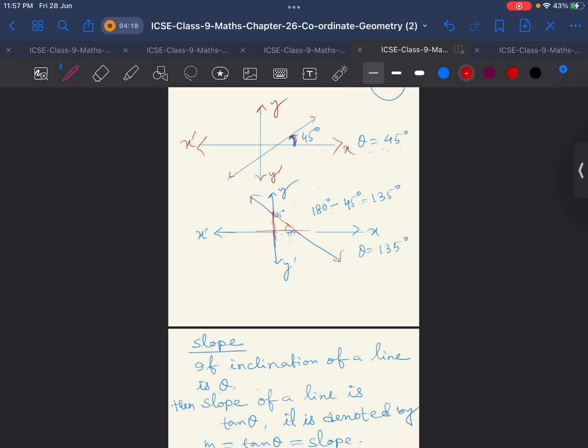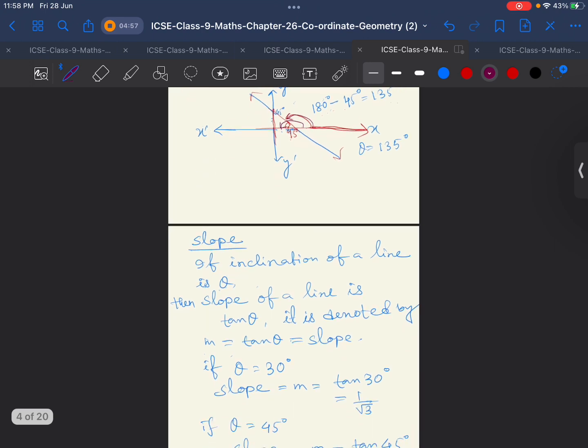This is clockwise direction, this is 45 degree and this is anti-clockwise direction, this will be 180 minus 45, that is 135. Here this angle is 180, so this angle will be 180 minus 45, so this is 135.